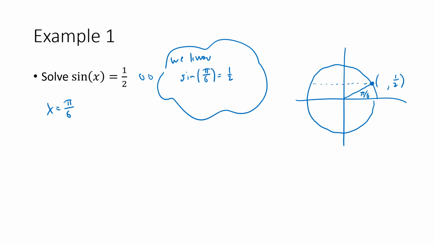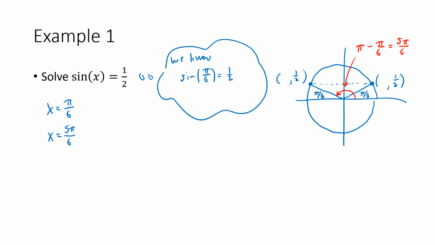Over here in quadrant 2, we've got another point that also has y-coordinate 1/2. What angle does that correspond to? Well, the reference angle for that angle is also pi over 6. Remember, that's how reference angles work. So this angle here has to be the entire half turn pi minus the pi over 6, because I don't complete that half turn. I stop pi over 6 short of a half turn, and so that gives me 5 pi over 6. So that's another solution to my equation, x equals 5 pi over 6.